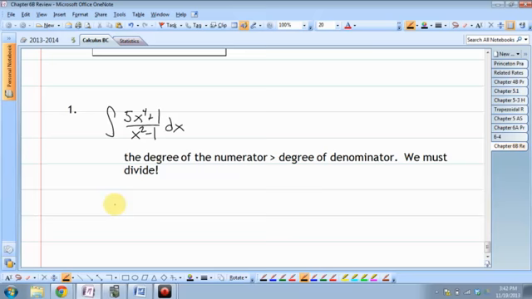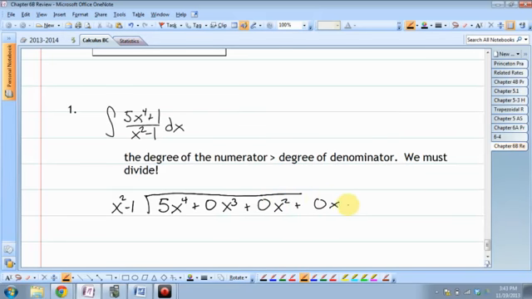We're going to have the divisor, which is x squared minus 1, into the dividend, 5x to the 4th, 0x cubed, 0x squared, 0x plus 1. Okay, x squared into 5x to the 4th, I think that's 5x squared. 5x squared times x squared is 5x to the 4th. 5x squared times negative 1 is minus 5x squared.